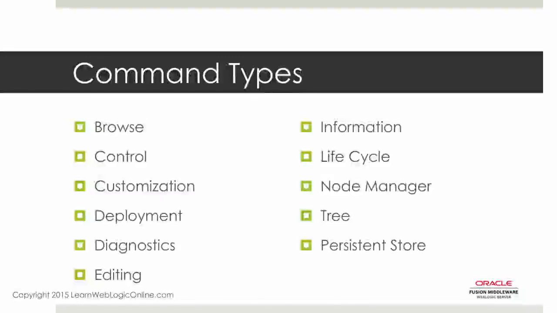So here is a set of types of commands that WebLogic supports. We can browse, and by browse I mean we can browse mbeans and mbean hierarchies, which I'll go over in just a second. We can perform control. We can execute control commands, which are essentially tied to the lifecycle commands in Node Manager, or we can control startup and shutdown of resources, including services like JDBC, JMS, as well as servers themselves.